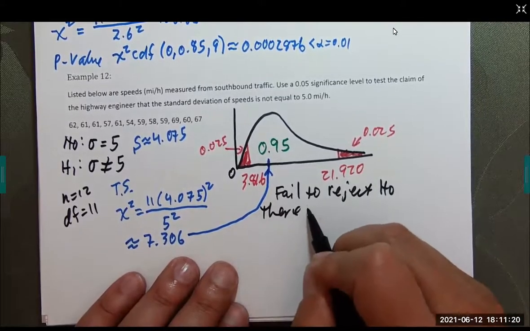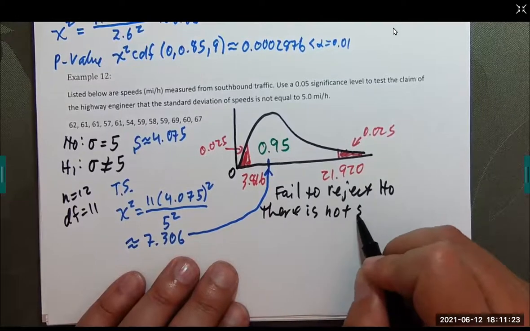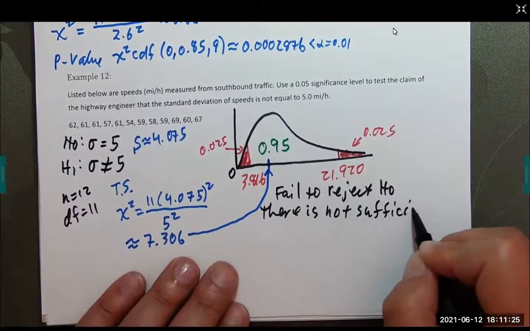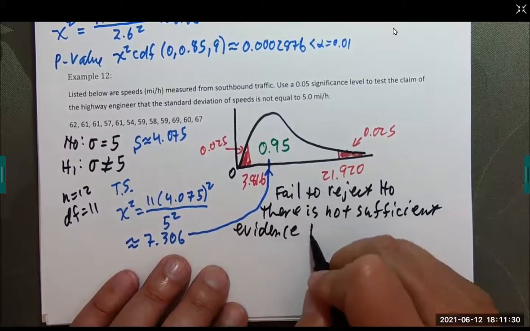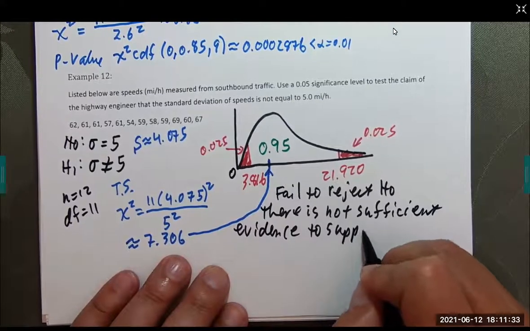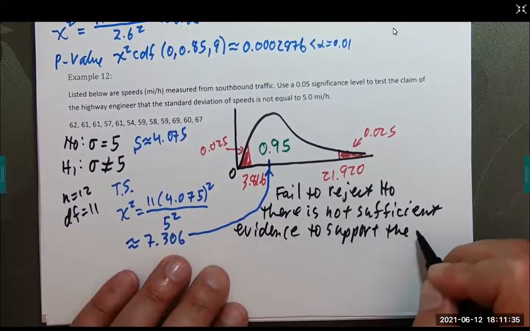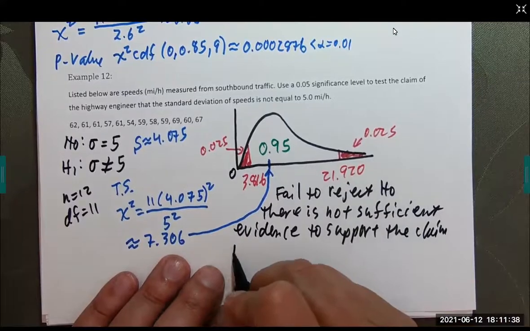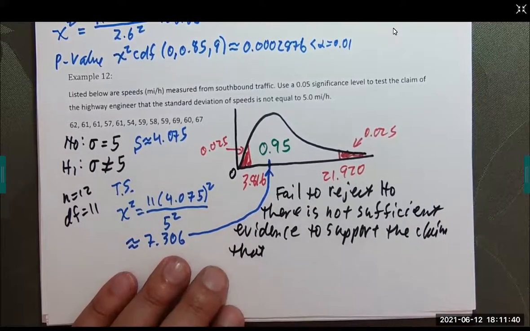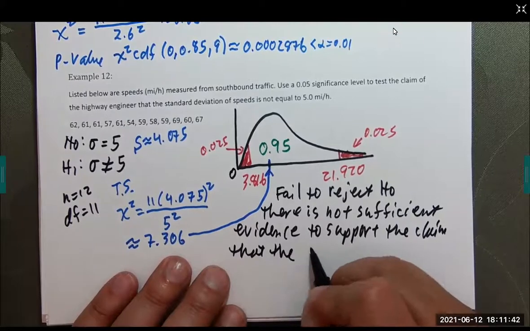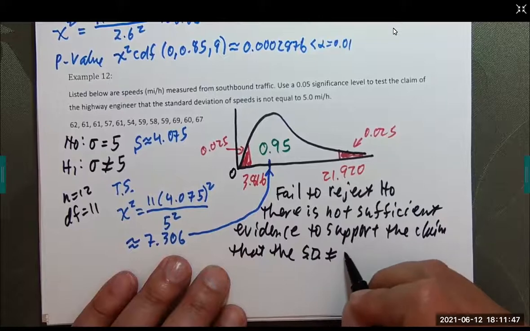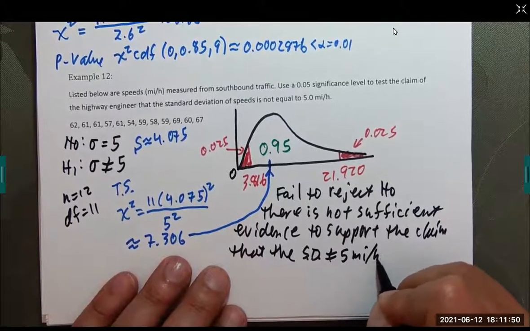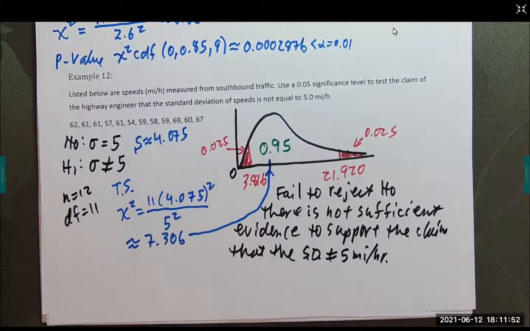So there is not sufficient evidence to support the claim that the standard deviation is not equal to 5 miles per hour. And that, ladies and gentlemen, is Chapter 8.